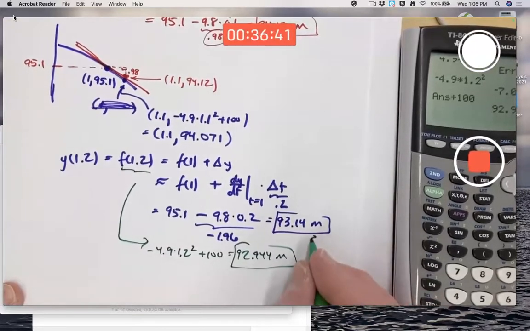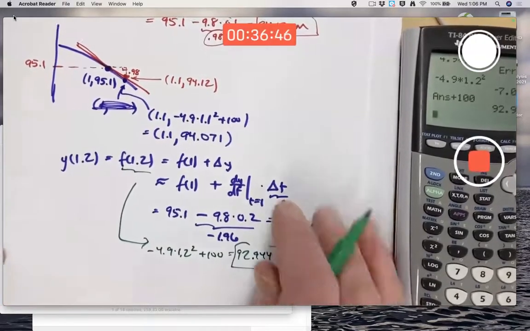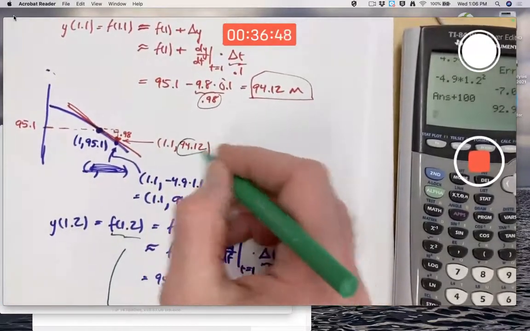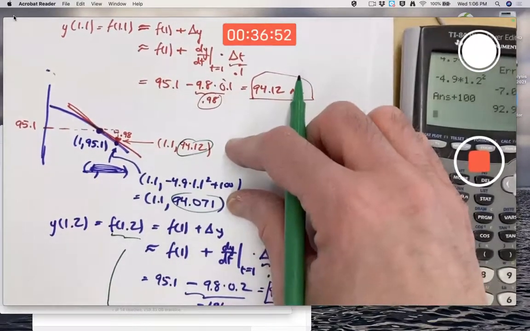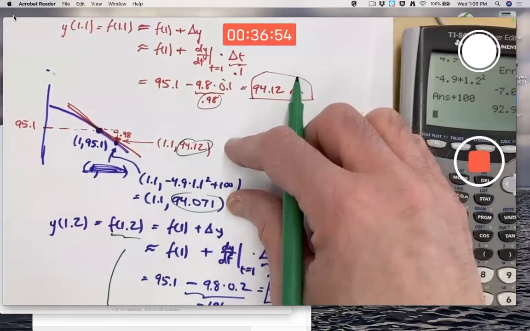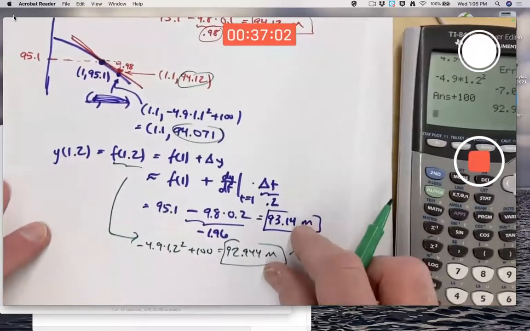The distance between these two numbers is bigger than the distance between these two numbers. Compare. These two numbers are about 0.05 units apart, right? 94.12 minus 94.07 is 0.05. These two numbers are further apart, more like 0.2 almost.